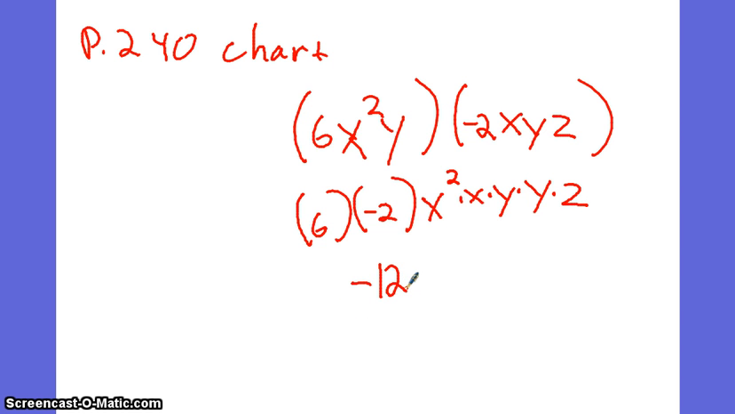Now let's put all your x's together. I get x to the third power. All my y's, I get y squared. And then my z is all by itself. Now that works the same way with division.